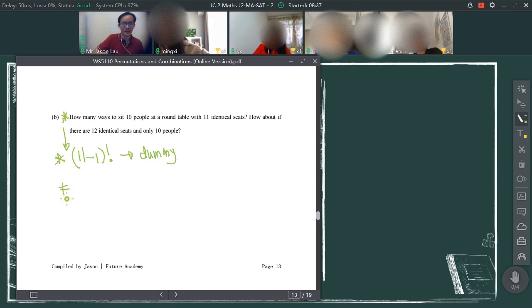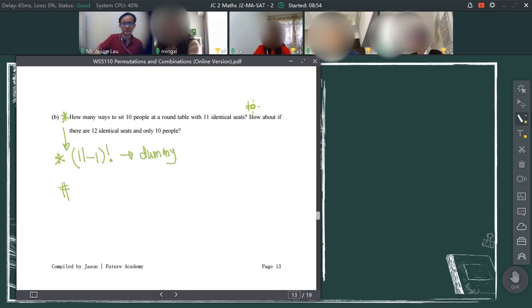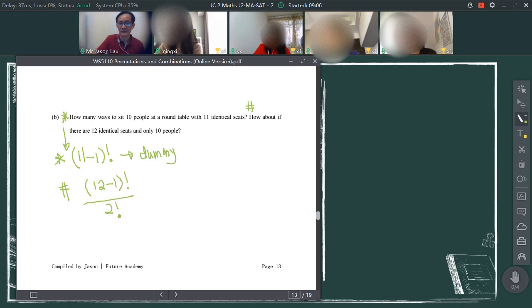Then next one, Mingxi, how about if we are given 12 identical seats, but only 10 people? So how to arrange these 10 people among the seats? 11 factorial divided by 2. Almost, but write it in this way. Try to write in the circular permutation type of format so that people know you are doing circular permutation.